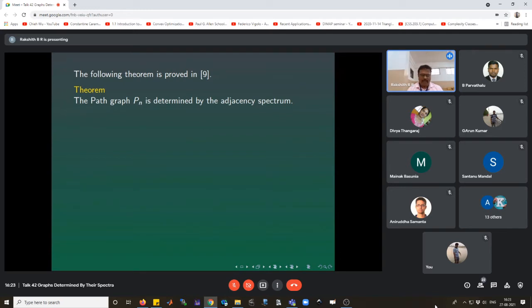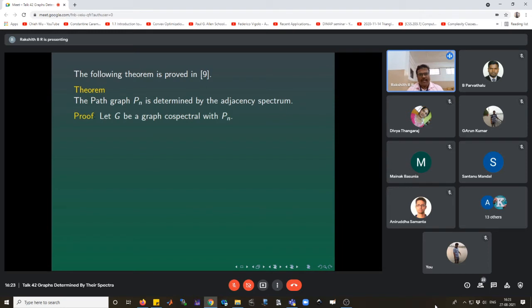How do I proceed? The idea of the proof is that we say some graph G is adjacency co-spectral with Pn. First I try to prove that G is a tree, and then I prove that the tree G is of maximum degree 2. Therefore we can conclude that G must be the same as the path graph. So the proof goes as follows.